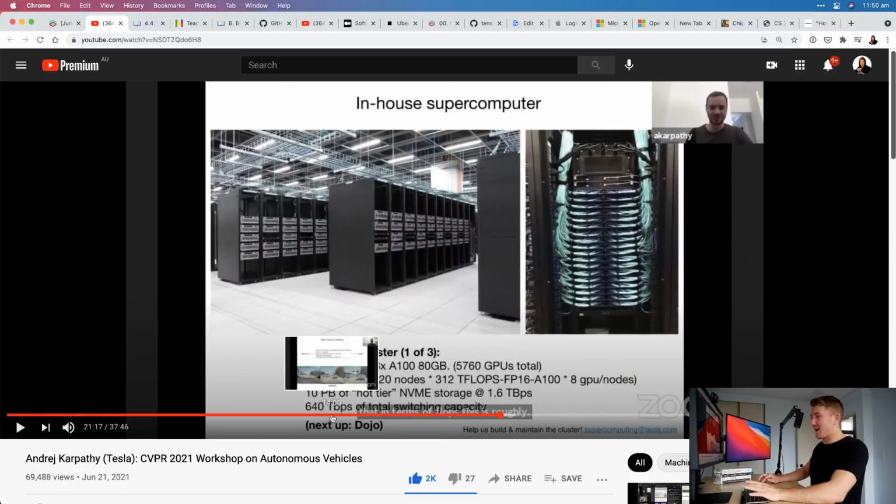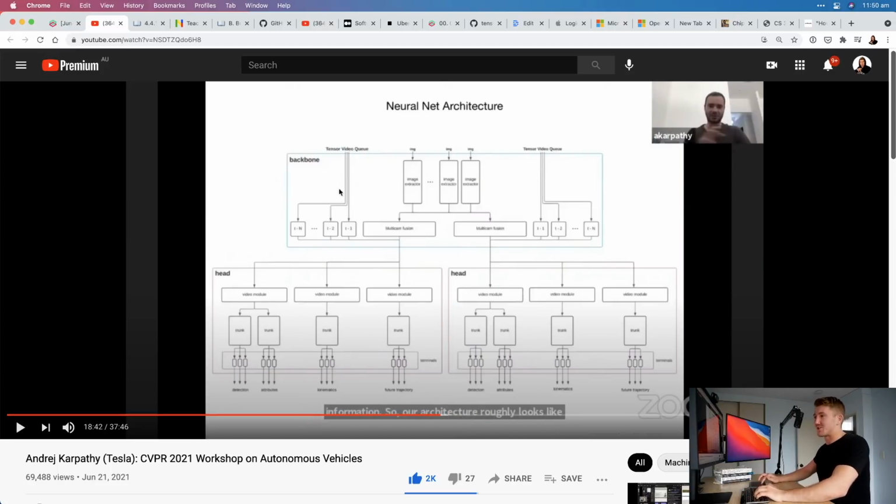Where's the architecture? I believe it's, yeah, here we go. There we go, neural net architecture. It's got some backbones. In the talk, Andrei also mentions that these are sort of ResNet 50-like. Of course, Tesla are going to customize them for their own use case, and they combine them, and they have multiple different outputs. So it's just one big architecture with a whole bunch of image feature extractors that go into different trunks and put out. So this is a detection output, attributes, kinematics, future trajectory, direction, etc., etc.